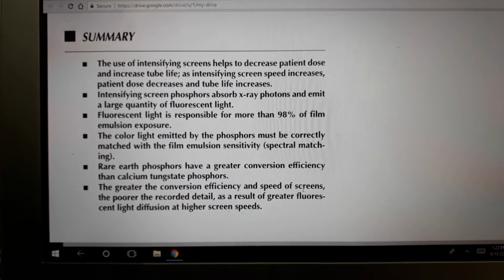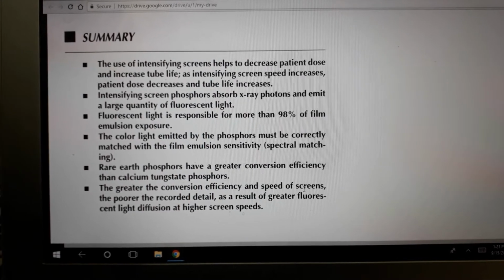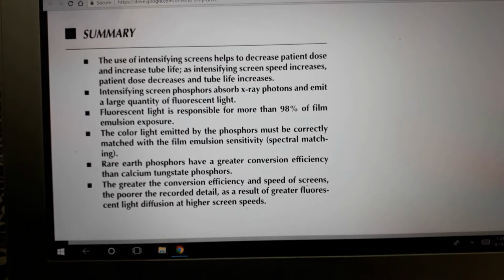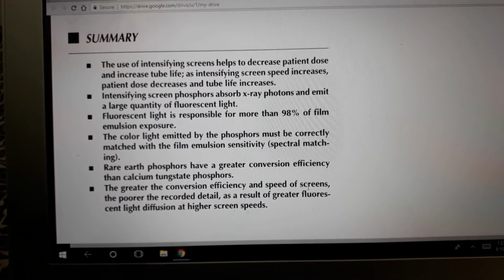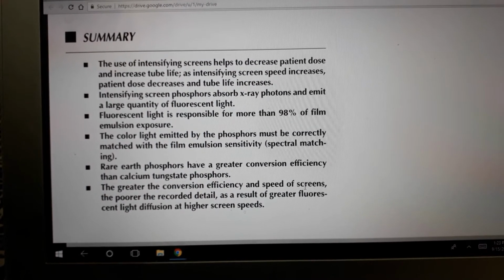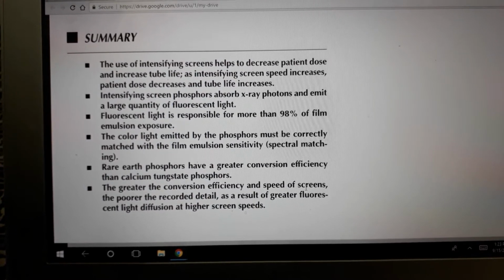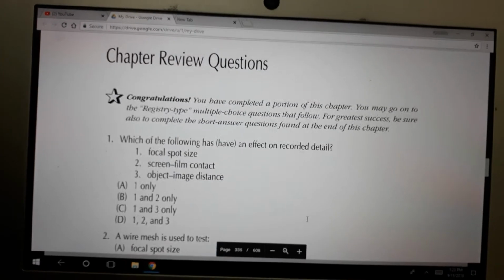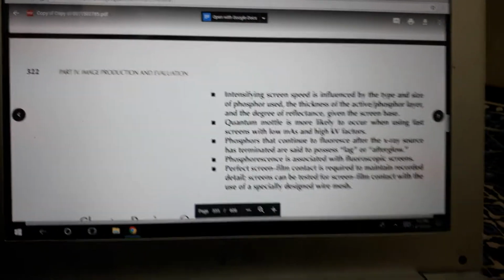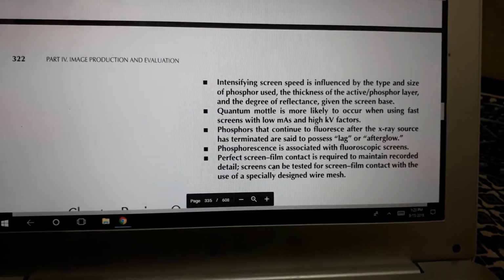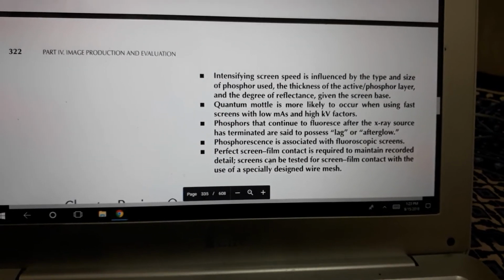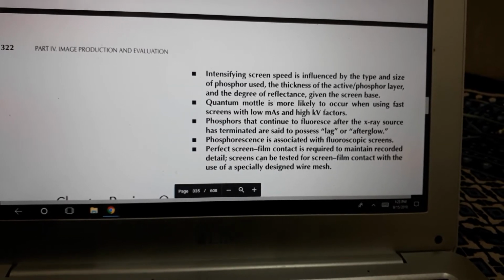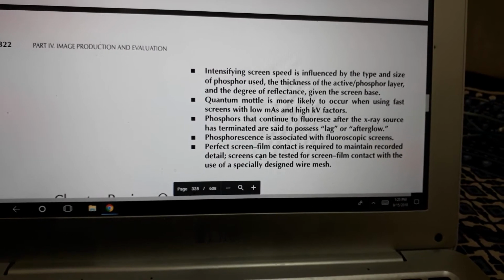The greater the conversion efficiency and the speed of the screen, the poorer the record detail, as a result of greater fluorescent light diffusion in the higher speed screen. Intensifying screen speed is influenced by the type and size of the phosphor used, the thickness of the active phosphor layer, and the degree of reflection given by the screen base.